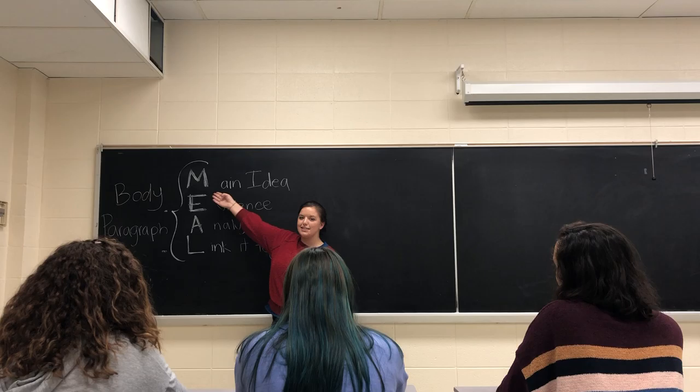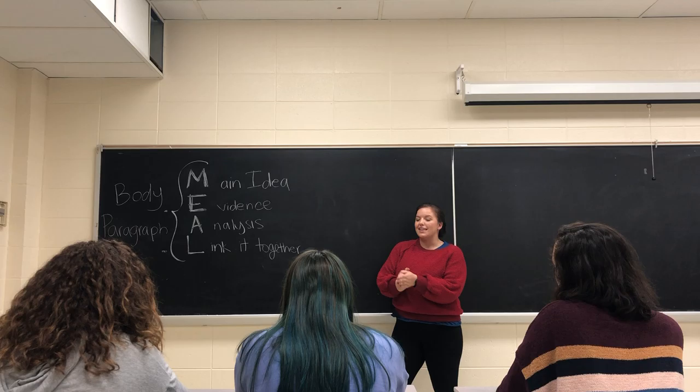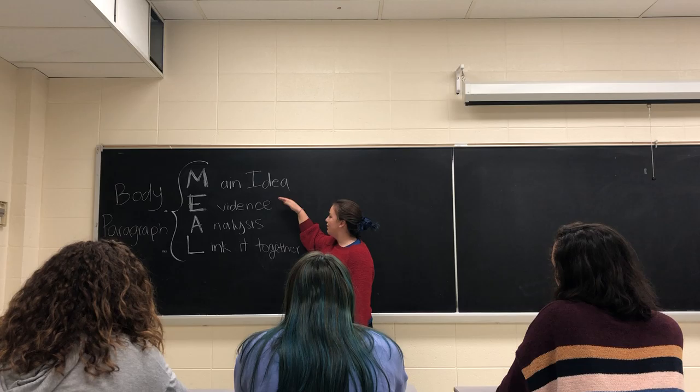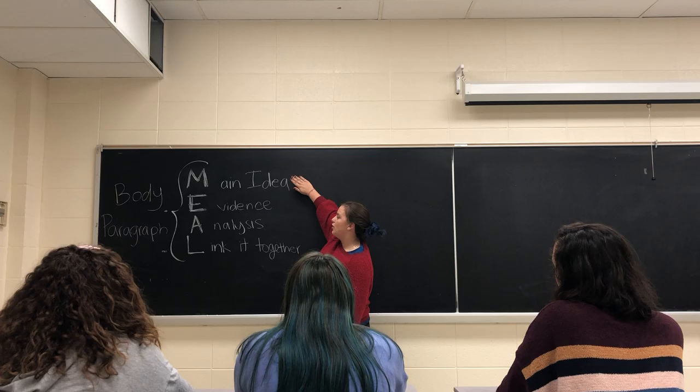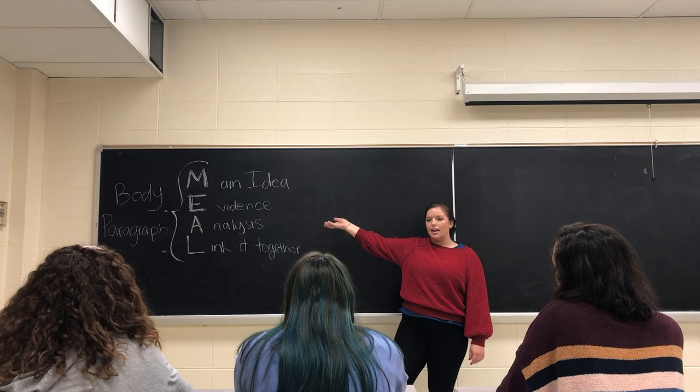This is the point we're trying to make, or like we talked about in the last class, this is where our thesis is. Next, we have the evidence. This is the stuff that you're using to say that your point is correct. So if you were writing about a book, your evidence would be like quotes from the book.